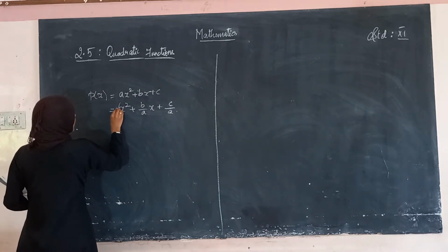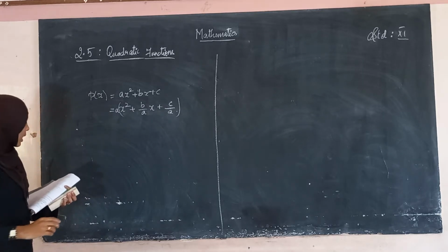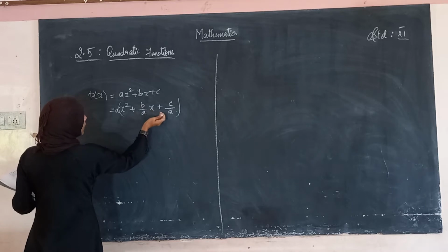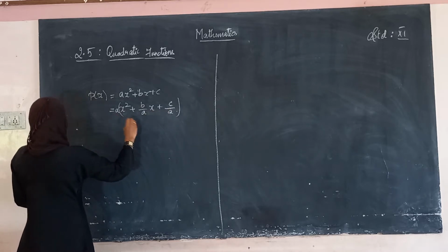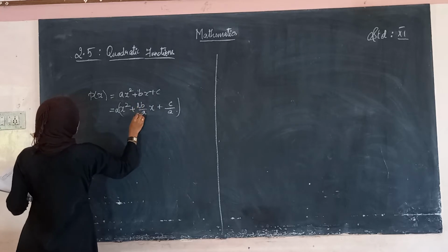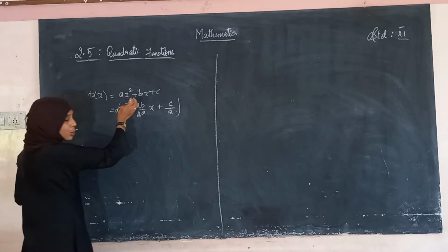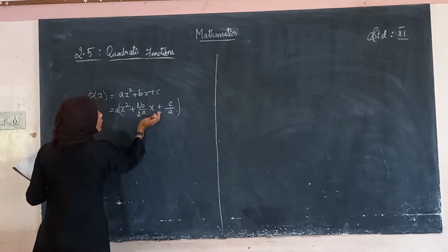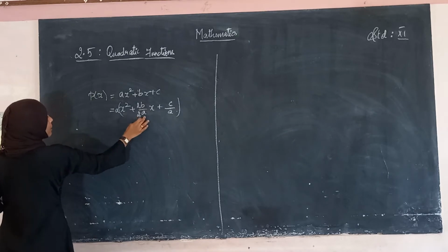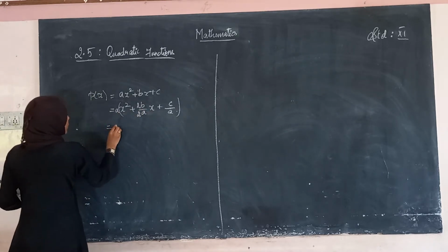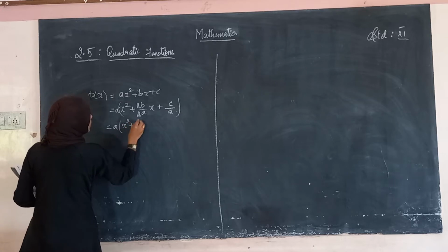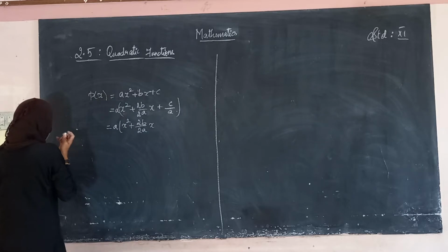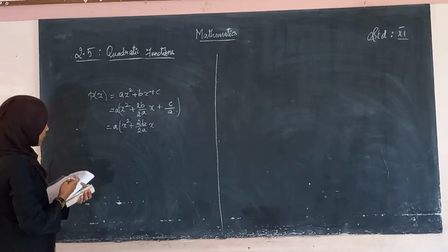So we are taking a outside: a into x square plus b divided by a into x plus c divided by a. Again we multiply and divide the coefficient of x by 2, so it becomes 2b divided by 2a into x. After that we have x squared plus 2b divided by 2a into x.